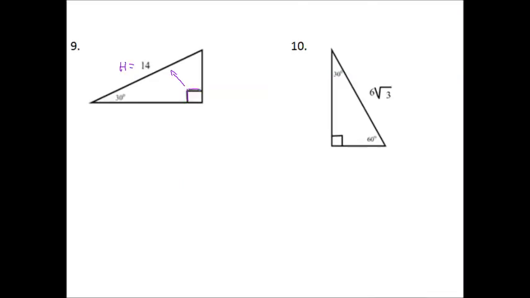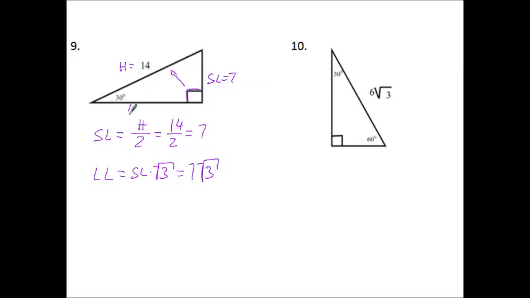Coming back to our example, we will first find our short leg, which is the hypotenuse divided by 2. 14 divided by 2 is equal to 7. The short leg is equal to 7 units. And now we can also find our long leg, which is the short leg times the square root of 3, which is equal to 7 square roots of 3. Our long leg is equal to 7 square roots of 3.